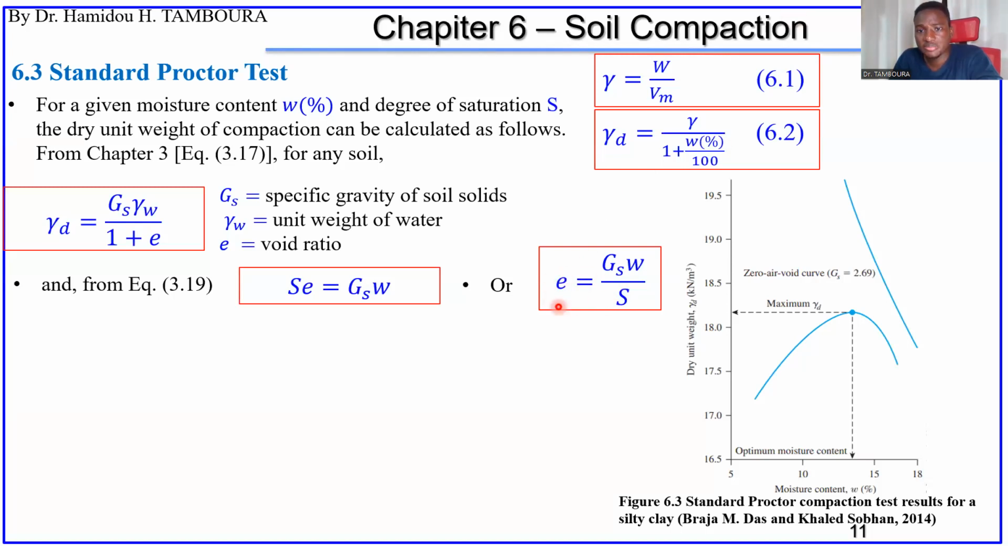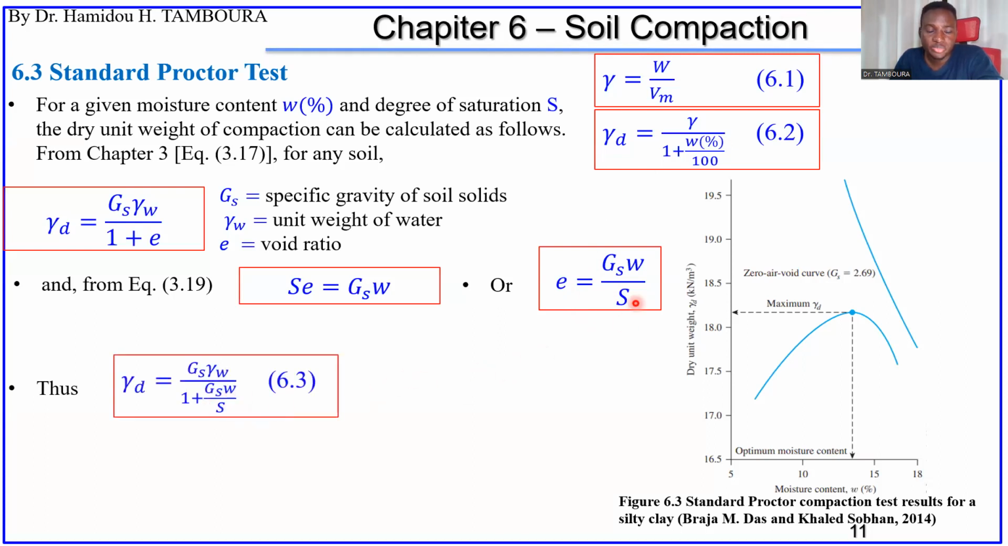So if we have this void ratio now, what can we do? We can replace this void ratio in this formula, the formula of void ratio: specific gravity times unit weight of water, water content divided by degree of saturation. We can replace this void ratio here. Then we will obtain the dry unit weight.